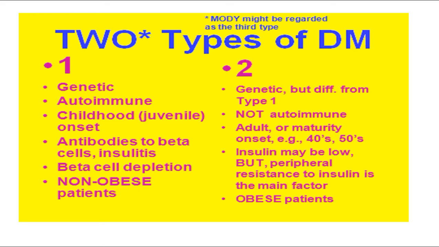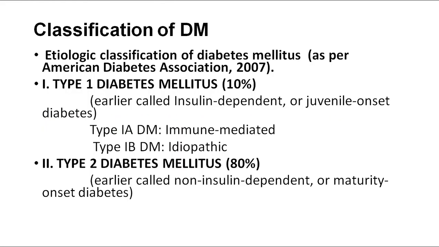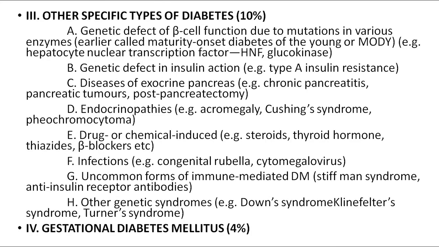Type 2 generally occurs in obese patients, where excessive lipid deposition in obesity leads to peripheral resistance to insulin. Other than type 1 and type 2 diabetes, there are other subtypes of diabetes as well, in the etiological classification. As we discussed, type 1 diabetes is juvenile onset diabetes, immune mediated or idiopathic. Type 2 is non-insulin dependent diabetes mellitus, NIDDM, or maturity onset diabetes mellitus.